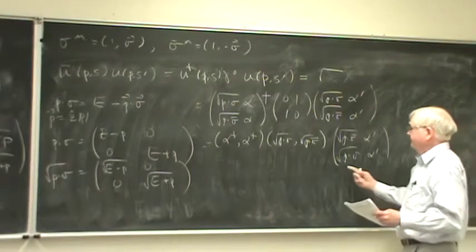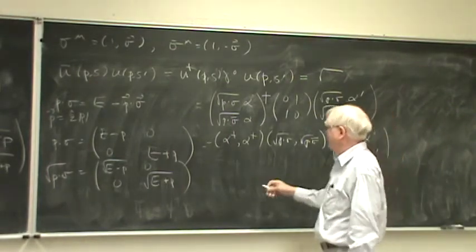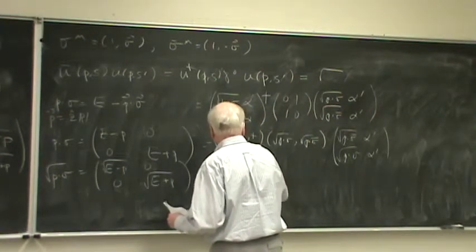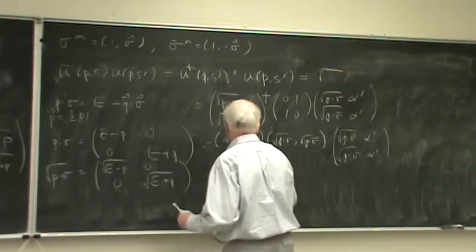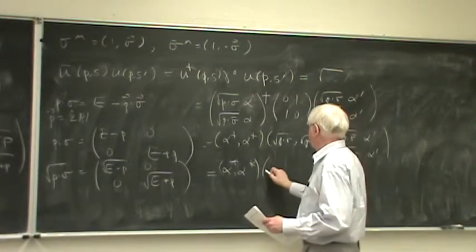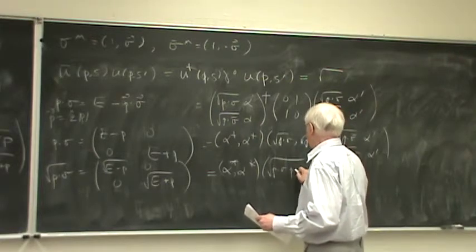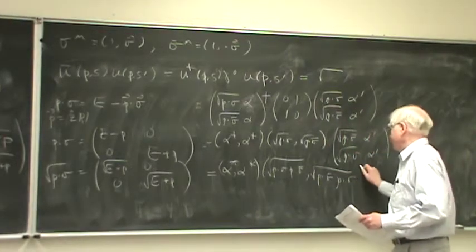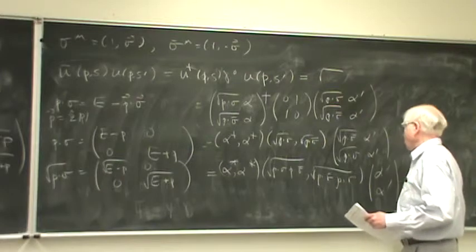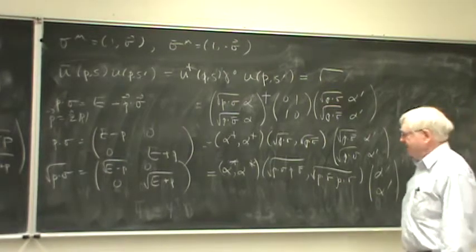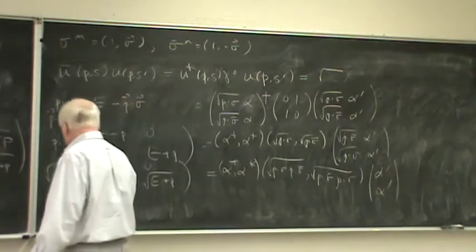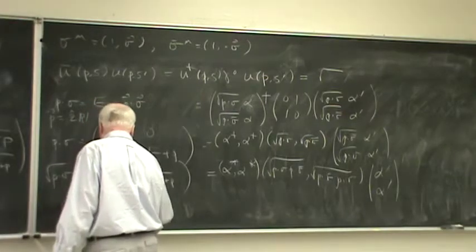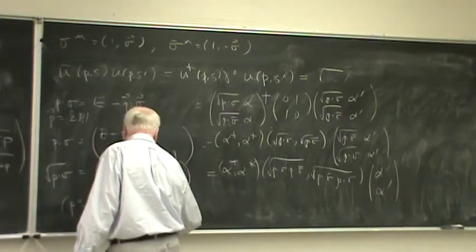And now, so this is alpha dagger, well, alpha star actually, since I've already transposed it. But now this is the square root of P dot sigma bar, the square root of P dot sigma bar, P dot sigma, and then alpha prime. And now what's P dot sigma bar? Well, this is P0 minus sigma dot P, P0 plus sigma dot P.